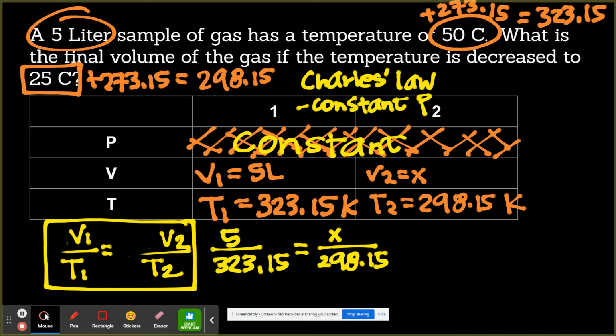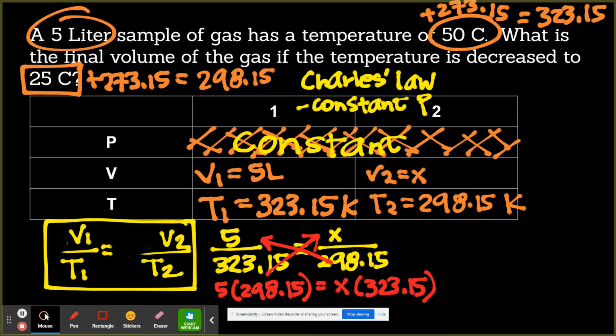If you've been doing algebra 1, you should know that if you have a denominator, when solving for X, you have to cross multiply first to get rid of the denominator. So this becomes 5 times 298.15 equals X times 323.15. You do the math. I need a calculator. So 5 times 298.15 is 1,490. I'm going to put it right here because I don't have a lot of space.